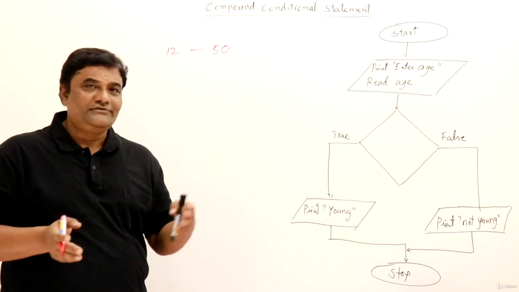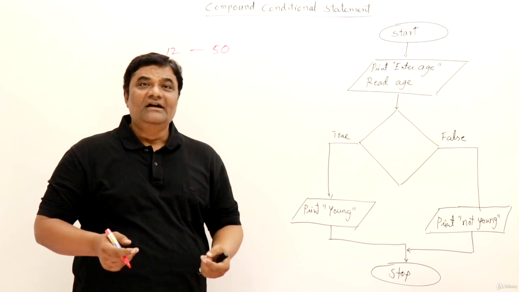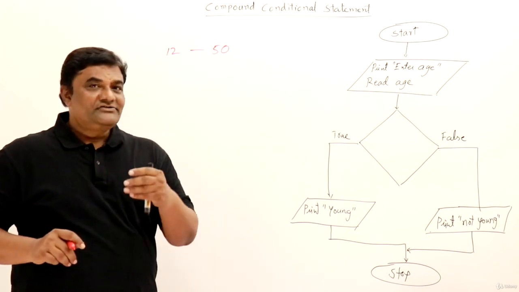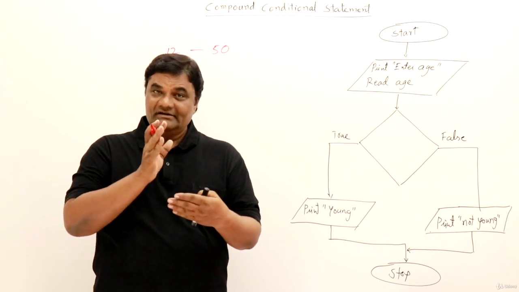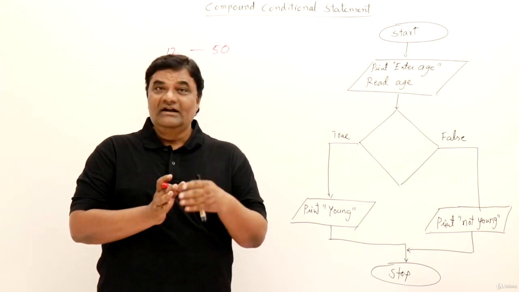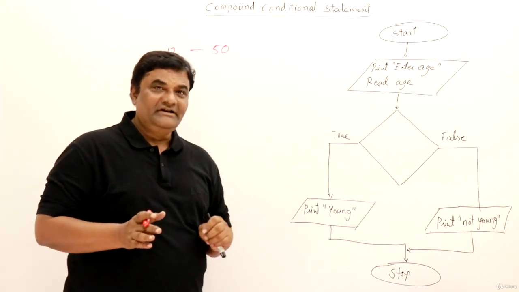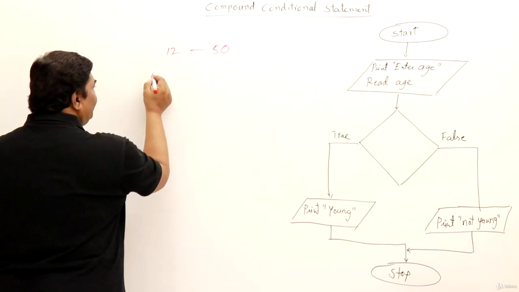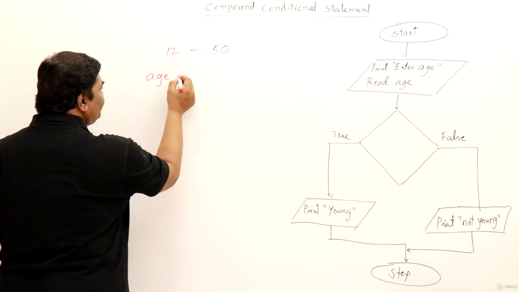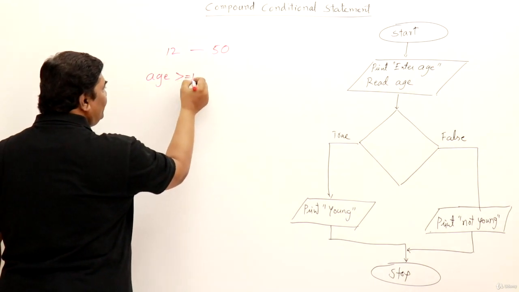Let us take this one. If you want to change these values, you can change them. I am taking the example like this. So I should take your age and check that it is greater than or equal to 12 and less than or equal to 50. So there are two values I have to check. How to frame the condition? See, if age is a variable, then it should be greater than or equal to 12.